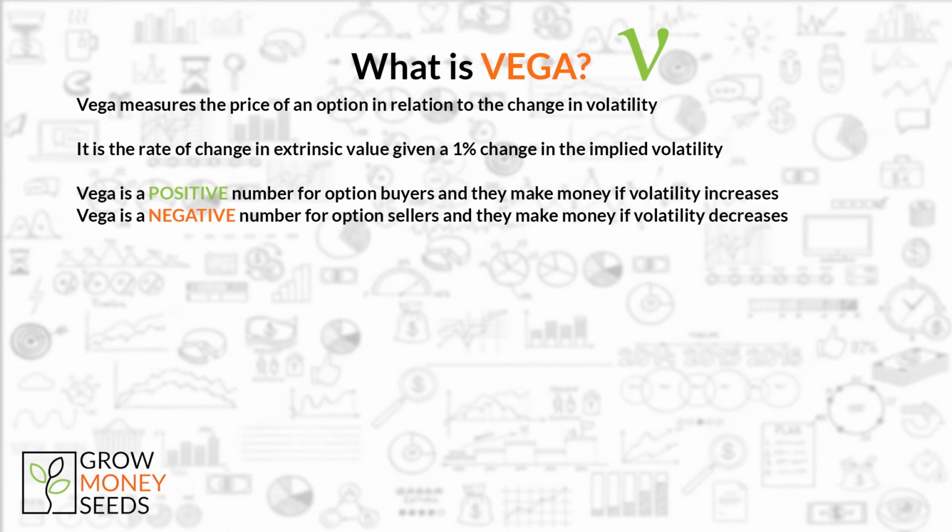The closer an option is to expiry, the less Vega will have an impact on the option's price, and the further an option is to expiry, the more impact it will have on an option's price. Vega is a positive number for options buyers, and they make money if volatility increases. Vega is a negative number for option sellers, and they make money if volatility decreases.